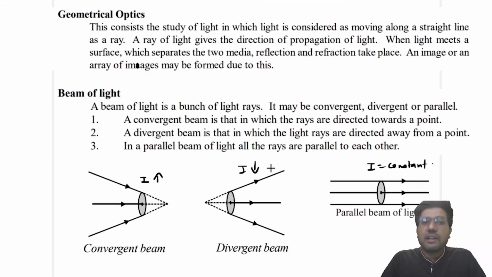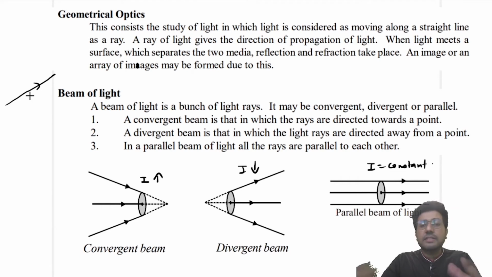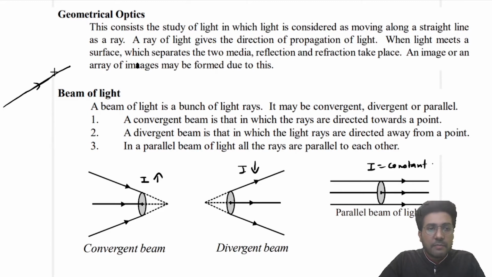So what is geometrical optics? The study of geometrical optics is the study of light in which light is considered as moving along a straight line. So we consider the light to be moving in a straight line in this chapter. A ray of light gives the direction of propagation. So what is a ray? A ray is an imaginary line which gives you the sense of the direction of propagation. That means if you draw an arrow like this, you will say this light is traveling in this direction. This is represented by this line called the ray, and a bunch of these rays is called a beam.